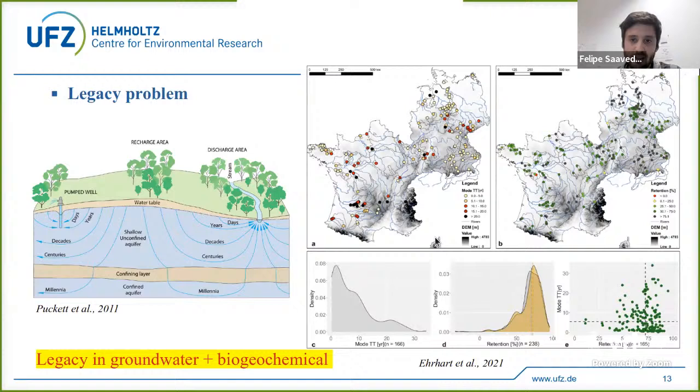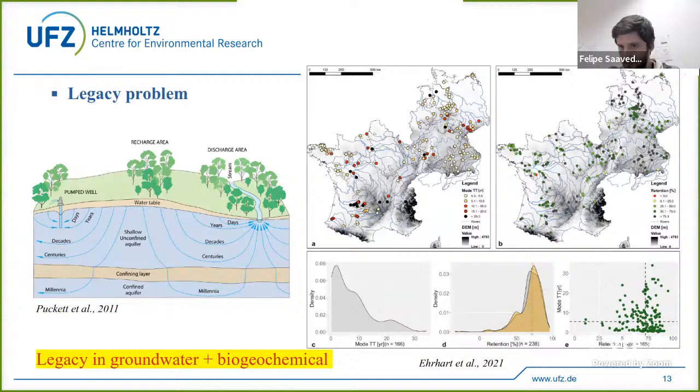You can see here in the color map, this is Germany and this is France. If we look at the mode of transit times, five years is the average time. So we are saying that we want to implement policies to prevent an increase in nitrate, but this is taking so long, 5 years.